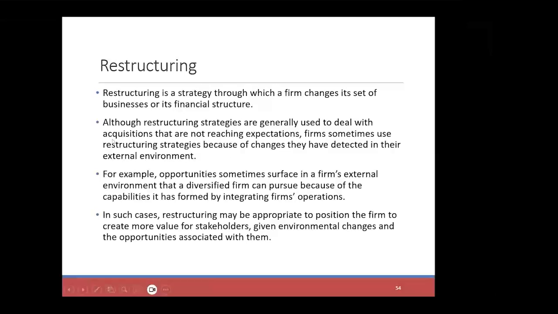So restructuring is generally used to deal with acquisitions that are not reaching expectations. So if your M&A is not successful, you can sell off, you can divest some of the assets and restructure. You can use that money for clearing your debt, or reaching a financially favorable position. But sometimes you can also do that if there are some changes in the external environment, either legal changes or some structural changes. Some new technology has come up in the market which has made your present assets obsolete or unworthy. So in that case also you may restructure.